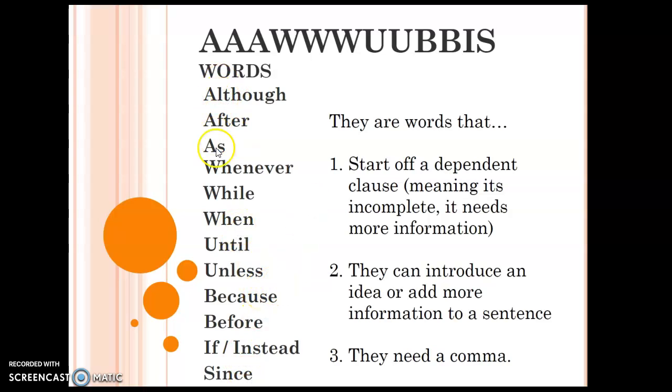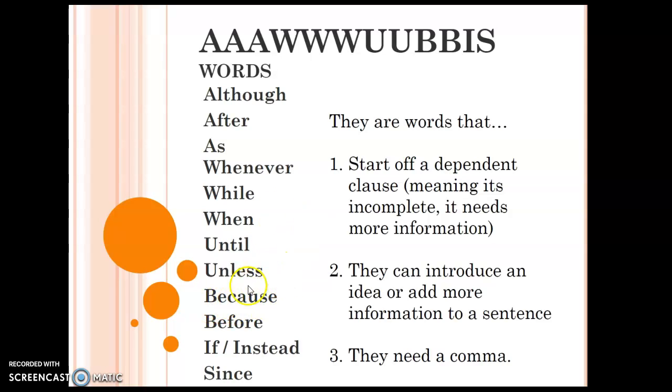So you'll use one of these to start a sentence. You'll have to add more information, but you'll need a comma in order to separate the dependent and independent clause. Now, because is a tricky one. Because some kids have been told never start a sentence with because. For my class, you can. So because I'm teaching AWUBS, comma, it's okay to use them.